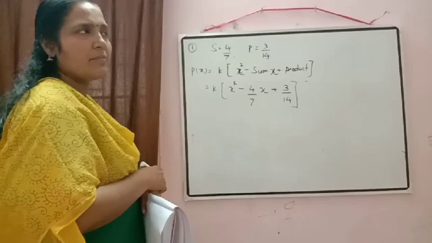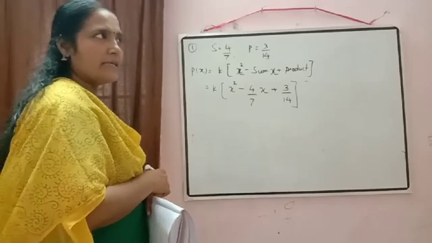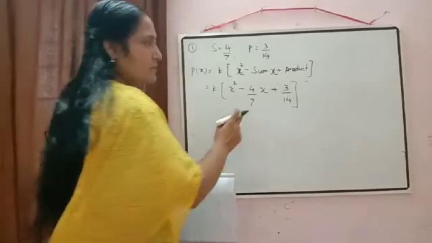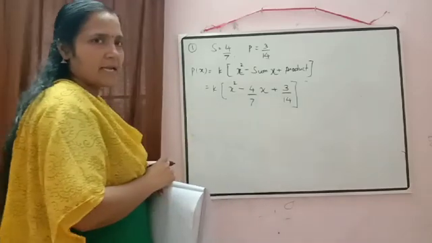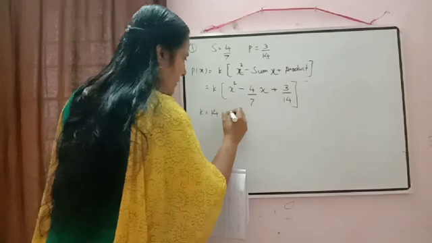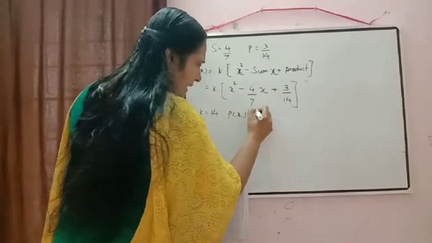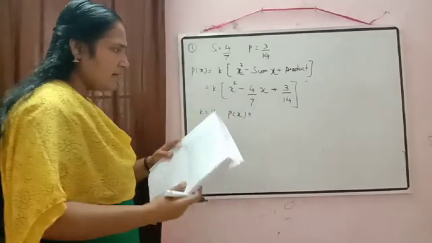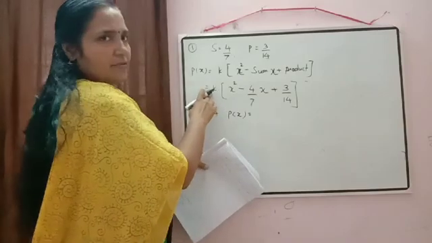What will be the LCM of 7 and 14? Yes, it will be equal to 14 because 14 is in the multiplication table of 7. So we will take here k is equal to 14. Shall I write directly what will come after the multiplication? So taking k is equal to 14.